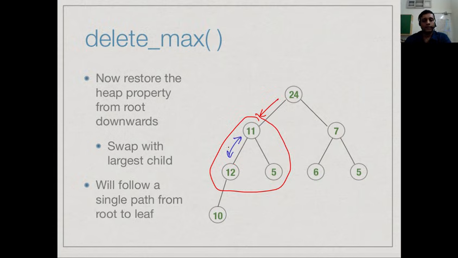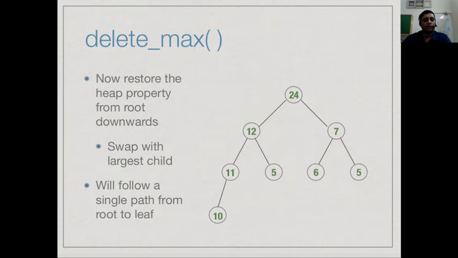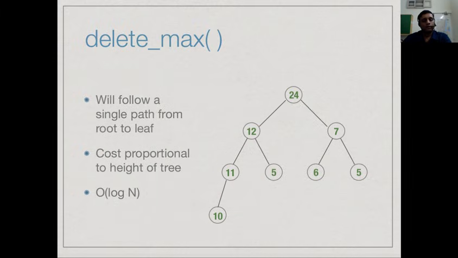So again, among these three, I have to take the maximum value up. So I take the 12 up and move the 11 down. Okay? And now I have to check this section whether this heap property is satisfied. Here it is satisfied, and now again stop. Okay? So in delete max, I start from the root and I walk downwards. Okay? So supposing we do this again, then I remove 24, right?